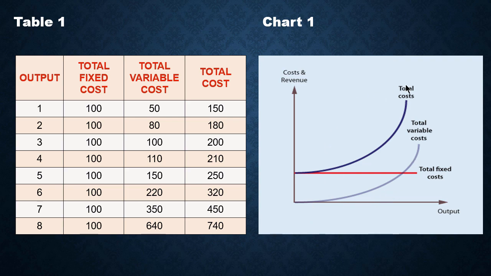For the total cost, we can see the appearance of its graph. The total cost curve is found by adding the total fixed cost and total variable cost. This is the total fixed cost, and this is the total variable cost. Its position reflects the amount of fixed cost, and its gradient reflects the variable cost. So that is the appearance of total fixed cost and total variable cost.